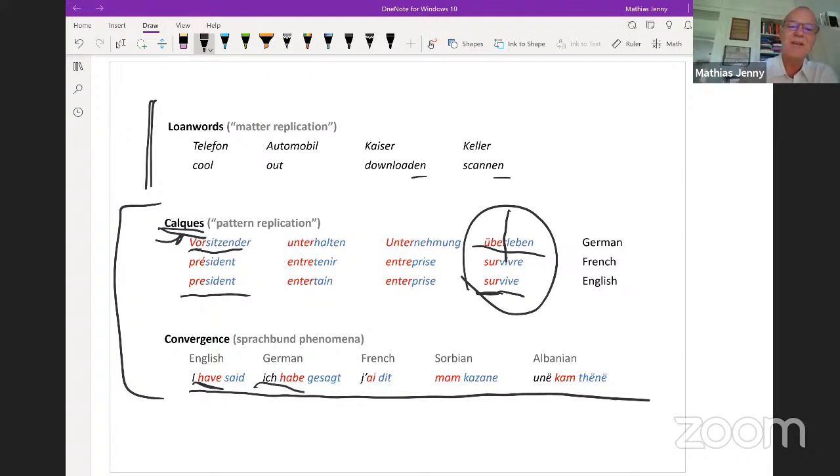In German, ich habe gesagt. In French, j'ai dit. In Serbian, imam kazano. In Albanian, unë kam thënë. It's always the same thing. It's always have and the verb to make perfect or past tense. So this is something that just spread all over Europe in sort of convergence, making the languages structurally more similar.